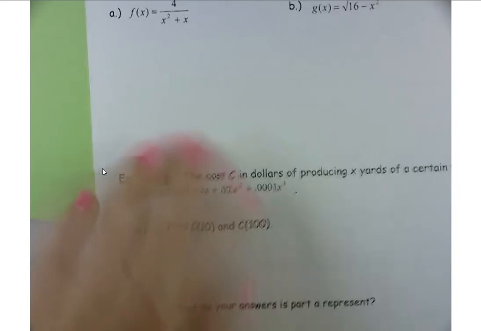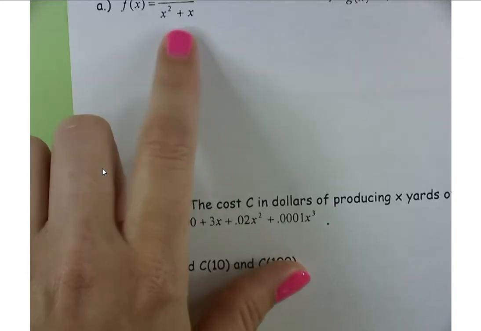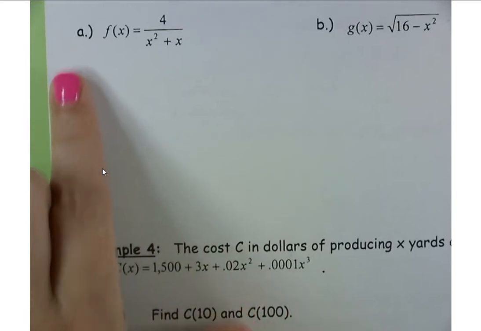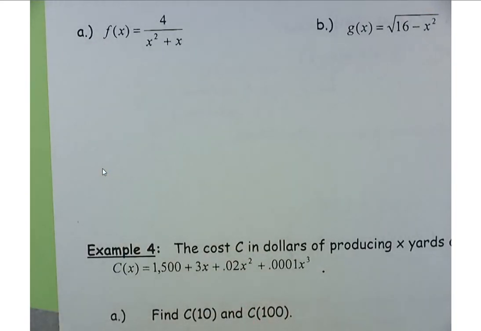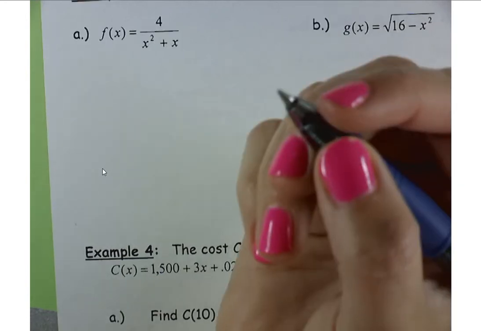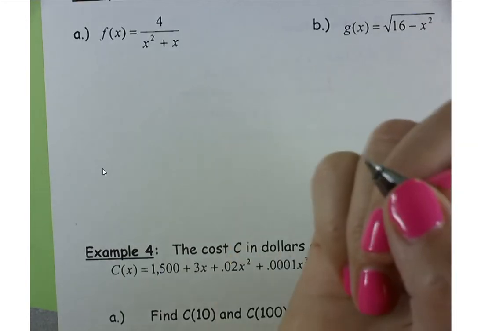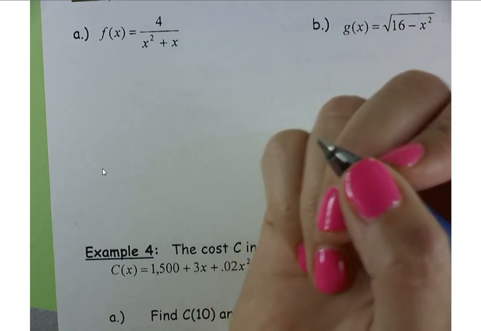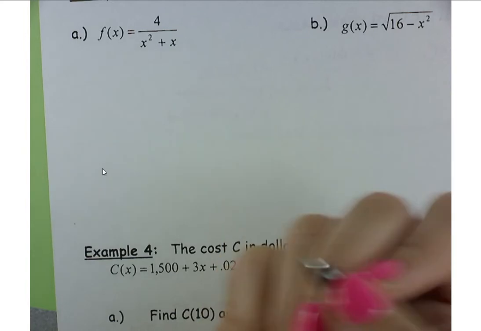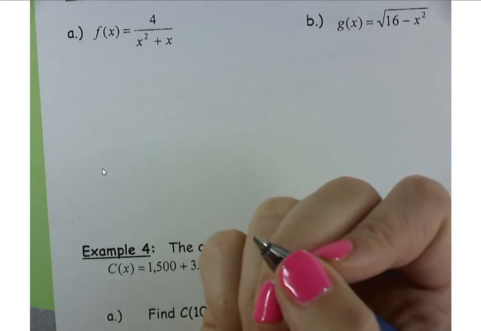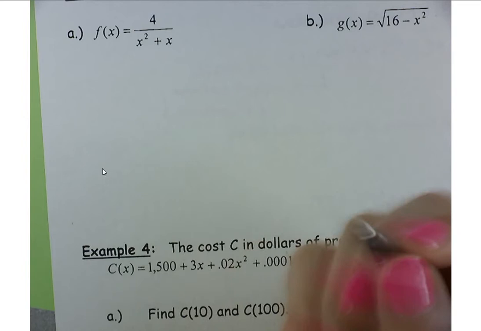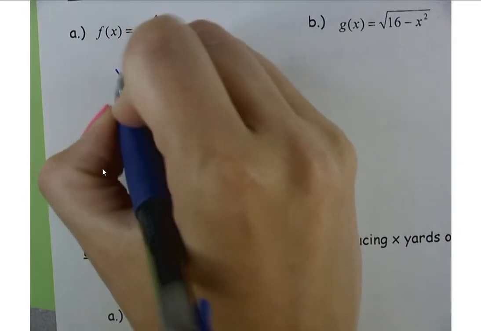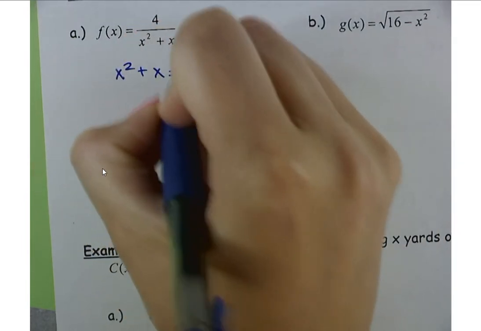Okay, so the first one. Do I have a fraction or a radical? Or both? I have a fraction. So if it's a fraction, then Ryan, what do I do? Okay, so what can equal 0? The denominator, right? The denominator can equal 0, so it won't just be x, it'll be x squared plus x, and that cannot equal 0.